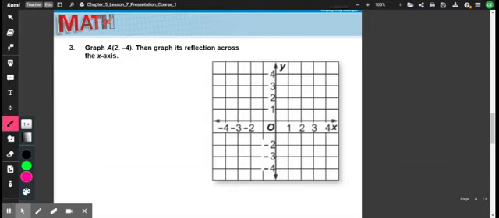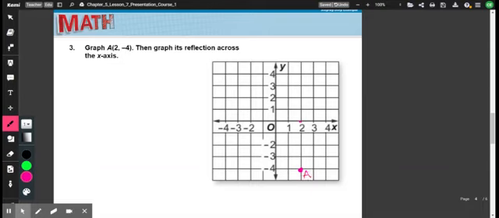Now we have example 3, which is on page 405. We're going to graph A, and then we're going to graph its reflection. First we are going to graph 2, negative 4. So we go 2, there's my 2 for my x, and then negative 4, which gives me right there. That is my letter A.